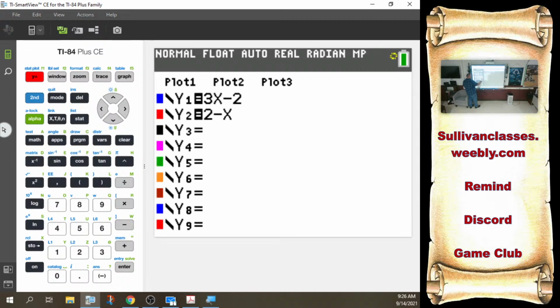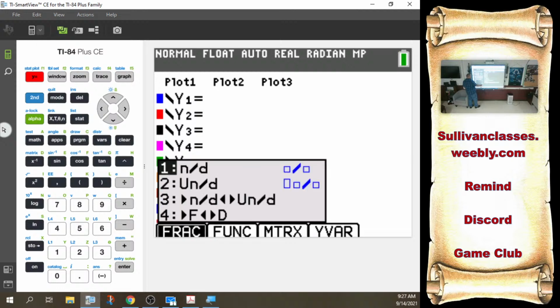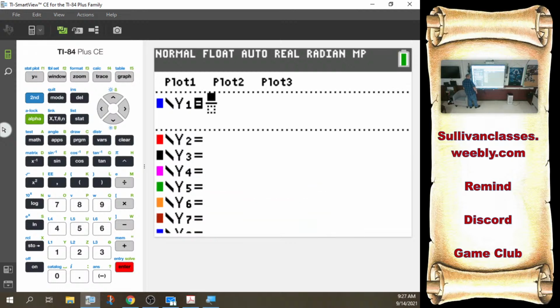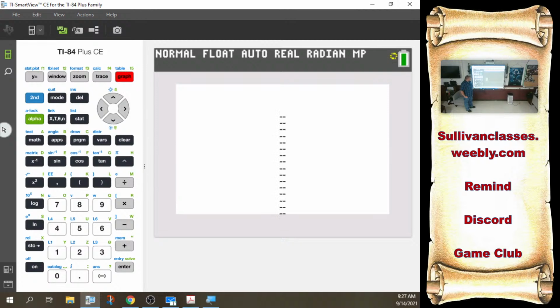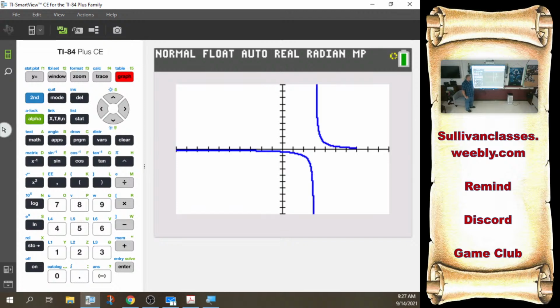Okay. So we'll clear this out. Come down here, clear that out. Come back up here. Okay. Alpha y equals (x plus 3) over (x squared minus 9). Okay. If I graph that, there we go. Okay.